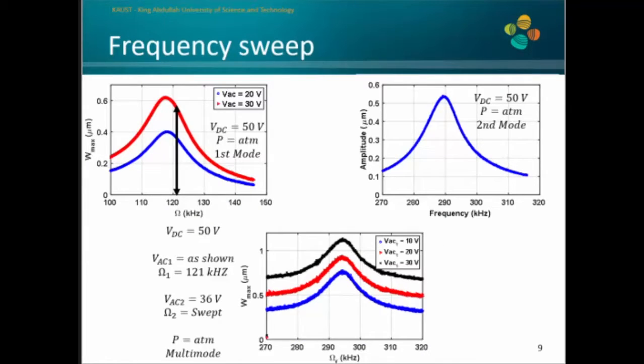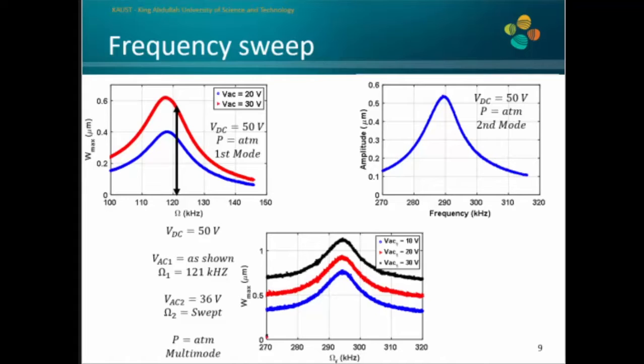Another important test that we have to conduct here is to do a frequency sweep around the mode of interest. So we did near the first mode and second mode at different actuation voltages. And this is really important to know the suitable voltages that we need to use to actuate our device and get a high signal to noise ratio that we can use in sensing, and know our limitation of voltages so we don't bend the device by overloading it or over actuating it.